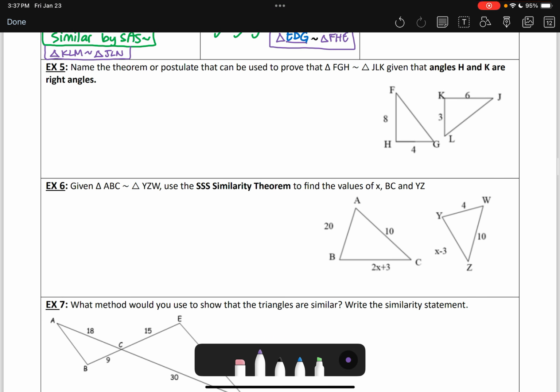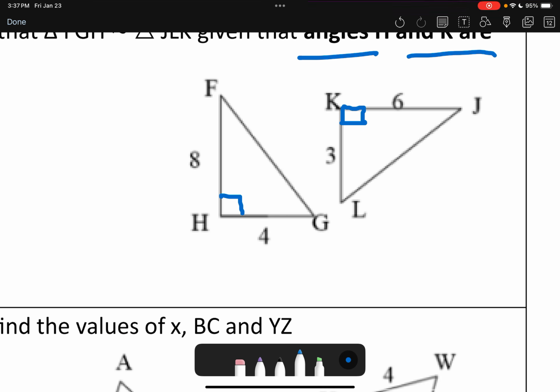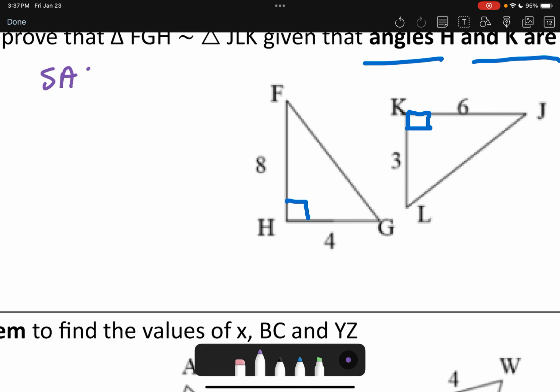Looking at the last examples on the bottom, we got example 5, which says: name the theorem or postulate that can be used to prove that triangle FGH is similar to triangle JLK, given that angle H and angle K are right angles. So let's go ahead and mark that given in the problem. So they tell us that H and K are right angles, so we're going to mark that with a 90 degree. And what I see here is that that set of right angles is in between two sides. So the one that we're going to check for here is actually going to be SAS. That's what we're testing for. So we got the congruent angles piece already. We just need to check the sides.